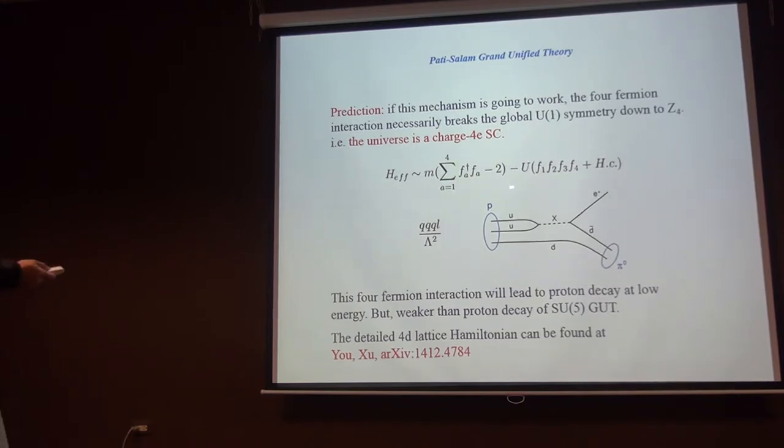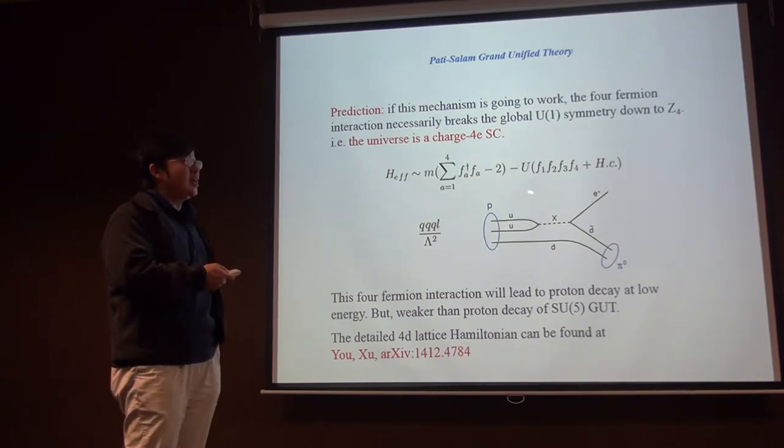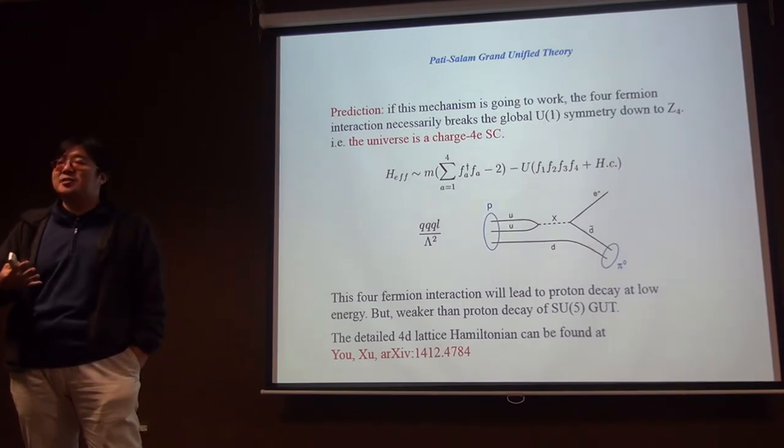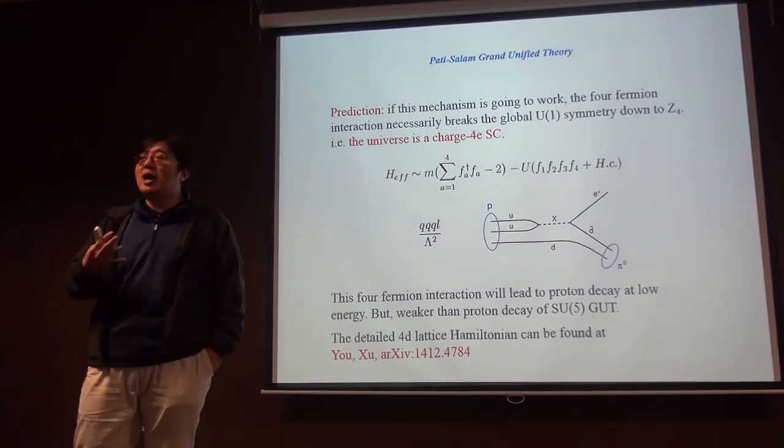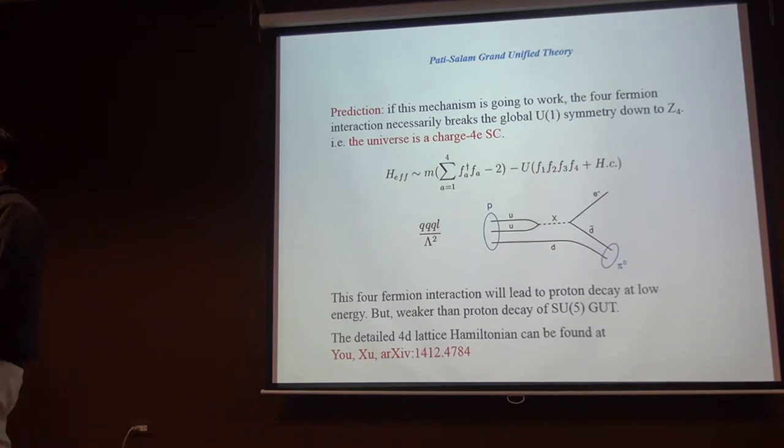However, we also know that a weak four fermion interaction is irrelevant for the 3+1 dimensional Dirac fermion. So this means that this U1 symmetry breaking process will be unobservable at low energy. It will only appear at very, very high energy.